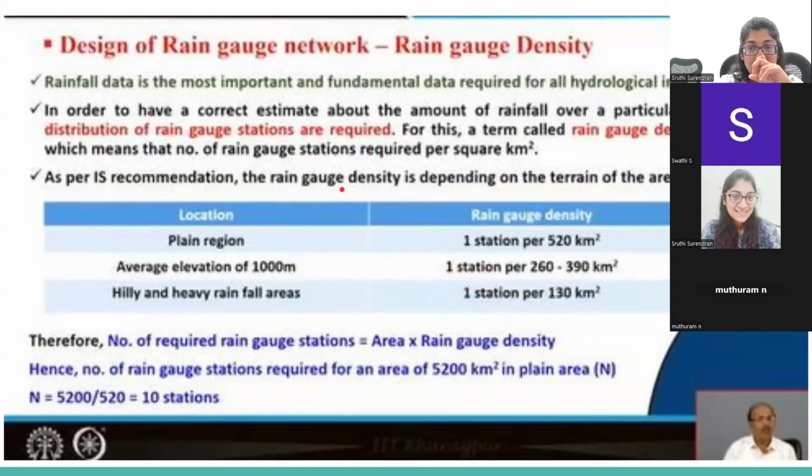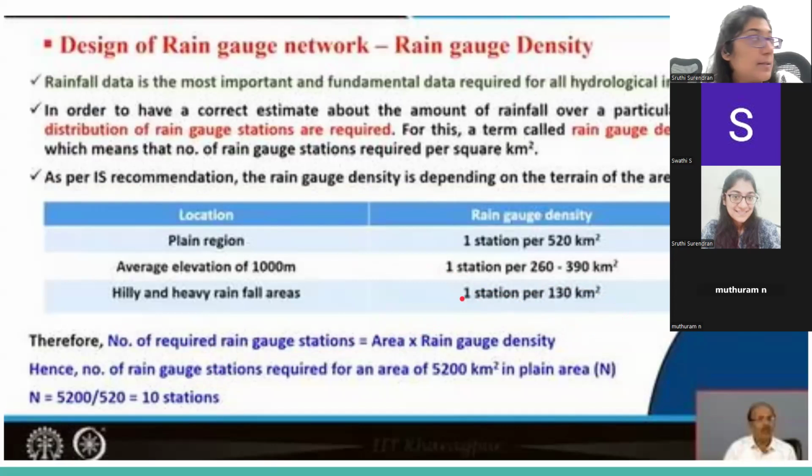We call this the rain gauge density, the number of rain gauges per area. Plain region, one for every 520 kilometers square; average elevation of 1000 meter, 260 to 390 kilometers square; hilly and heavy rainfall areas, one station per 130 kilometers square. If we are calculating the rain gauge stations, you have to multiply the area by the rain gauge density. Then we'll get the number of rain gauge stations required for that particular area.